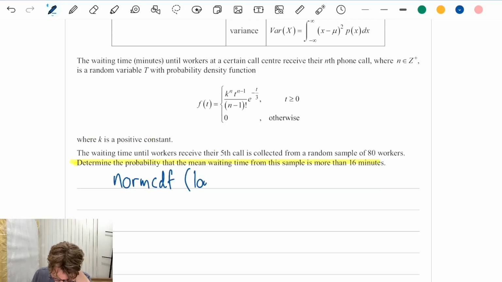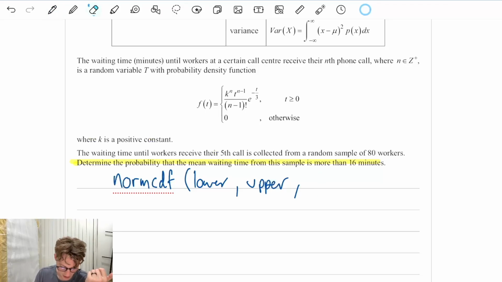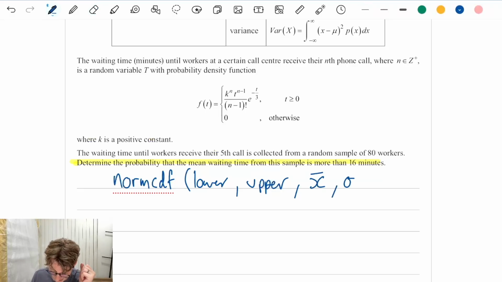Normally the way we write this is lower bound, upper bound. We've got our mean. I guess in this case we're talking samples, so it's going to be X bar, and then it's going to be the standard deviation. So the things I need to find are lower bound, upper bound, the sample mean, basically, and the standard deviation, okay?